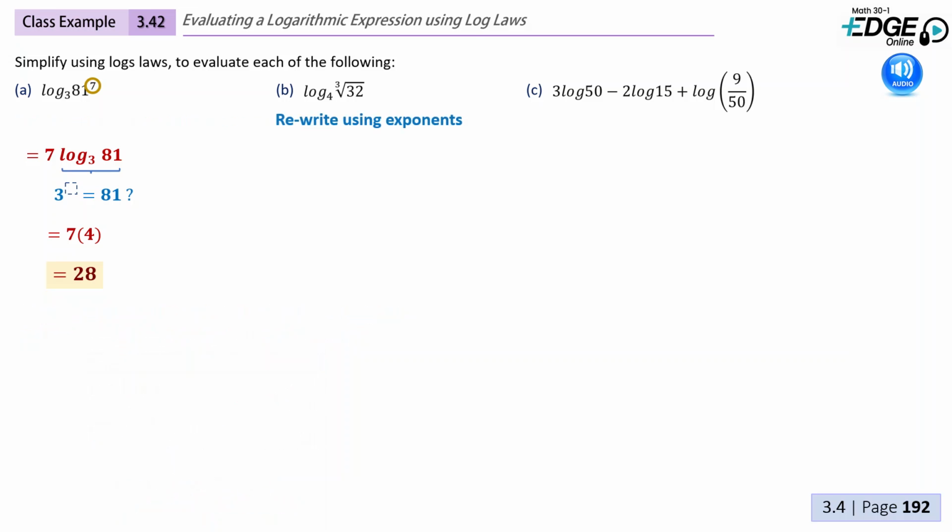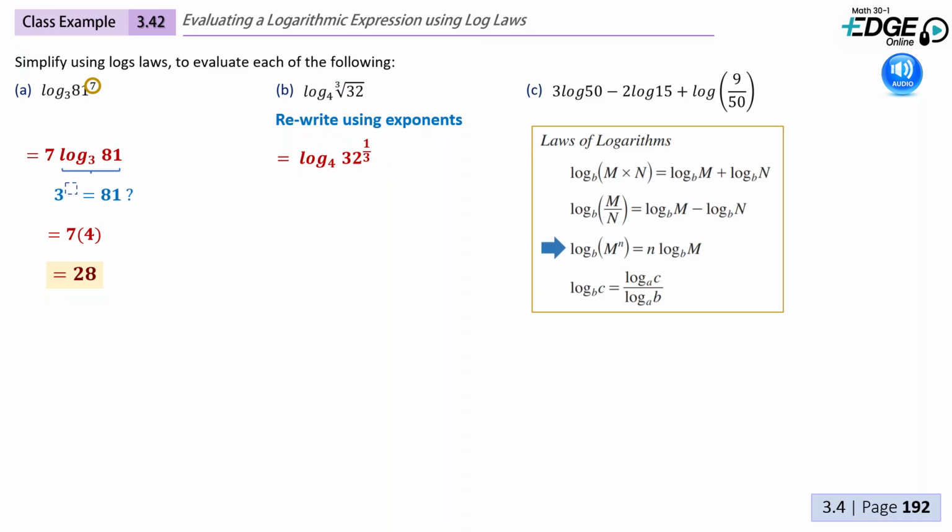So for B, we're first going to want to rewrite this radical in terms of exponents, fractional exponents. So this would become log base 4 of 32 to the power of 1 over 3. So remember, the index would be in the denominator of the fraction. Again, we're going to be looking at this formula on your formula sheet. And we get to move that exponent to the front. We will evaluate that logarithm. So 4 to the power of what is 32.